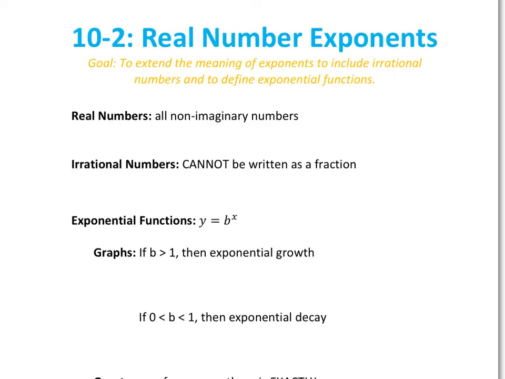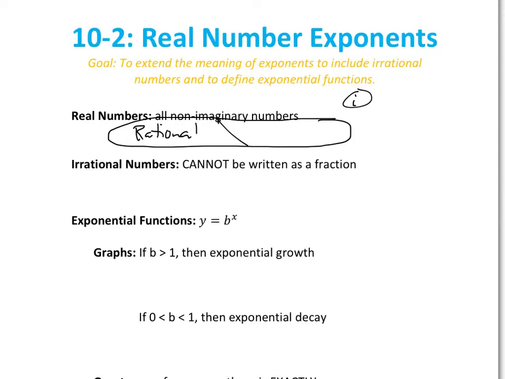So the real numbers are all non-imaginary numbers. We've got the set of numbers out here that has to do with i, all the imaginary numbers. Then everything else are real numbers. And the real numbers are split into two sections. We've got the rational numbers, the ones we talked about last time, that can be written as a fraction, and the irrational numbers. And irrational numbers are just numbers that can't be written as a fraction.